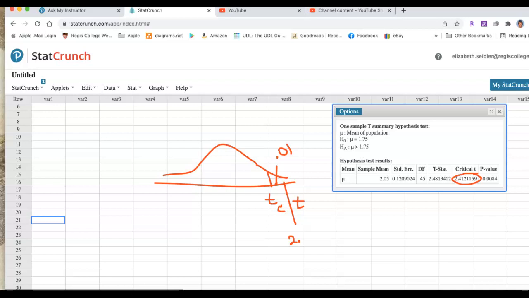My test statistic is 2.48 and some change. The area to the right of my test statistic is 0.0084. So it's this area right here. It's contained within the rejection region, right? So the alpha is greater than the probability associated with my test statistic, so I can reject the null.